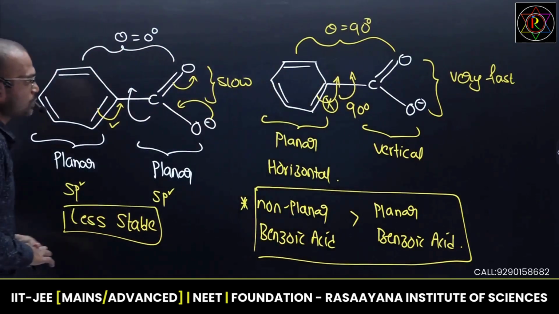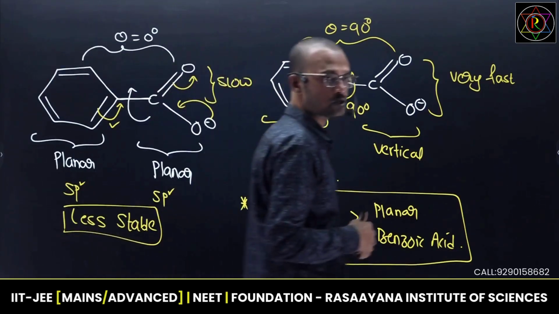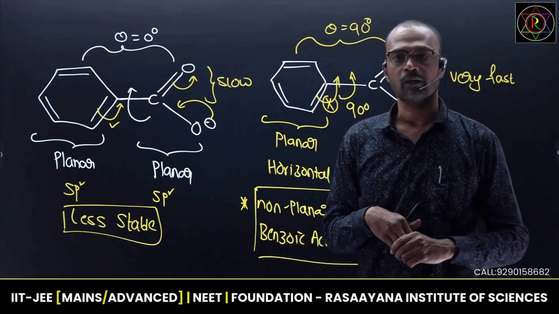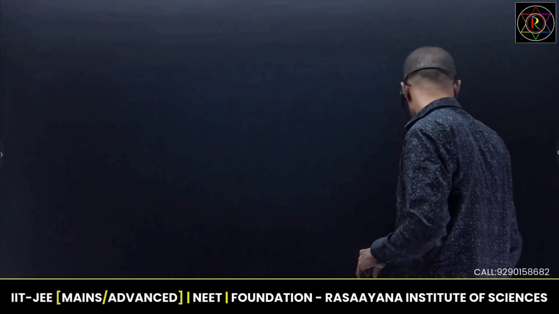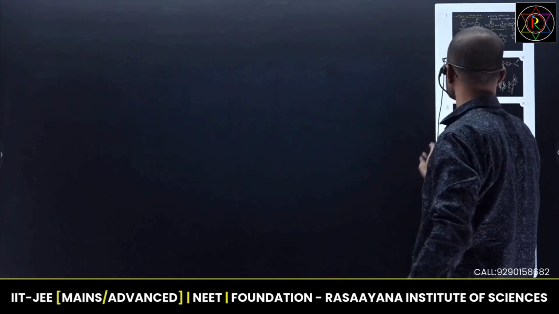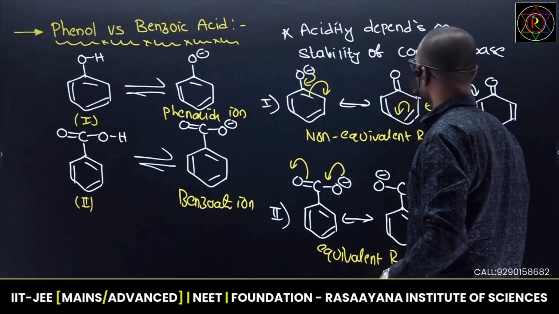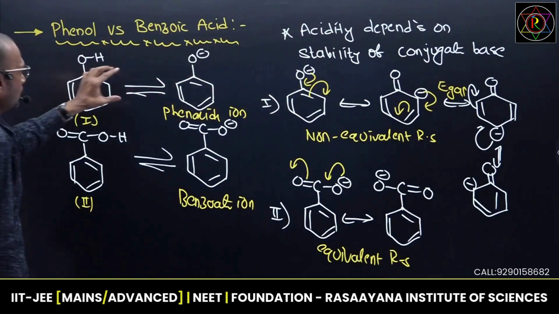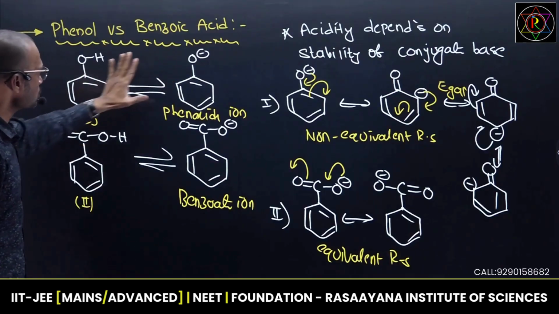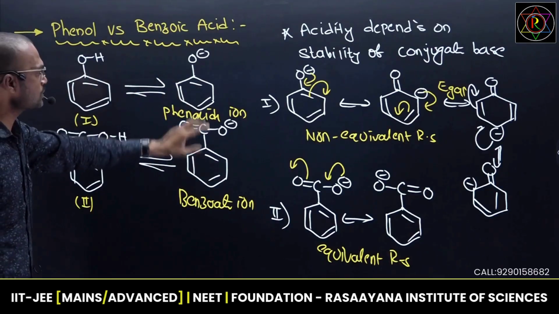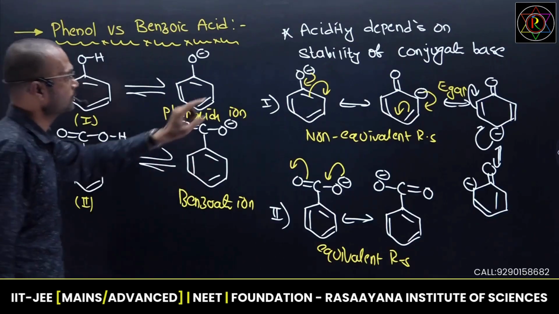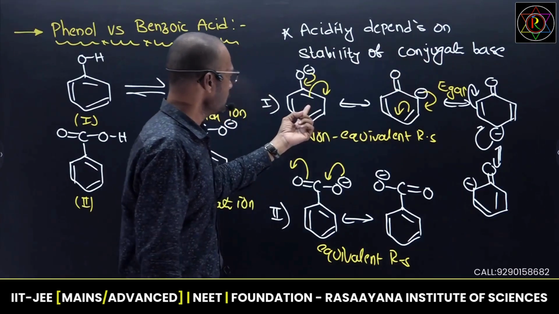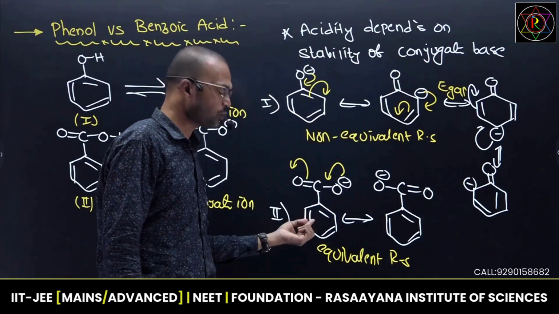Okay. So that is about phenol versus benzoic acid, as well as the acidity relation for planar benzoic acid and non-planar benzoic acid. Just a short revision. Phenol versus benzoic acid: both will give a corresponding conjugate base, phenoxide ion and benzoate ion. Acidity depends always on the stability of the conjugate base. Phenoxide is giving more resonating structures, but benzoate is giving only 2.